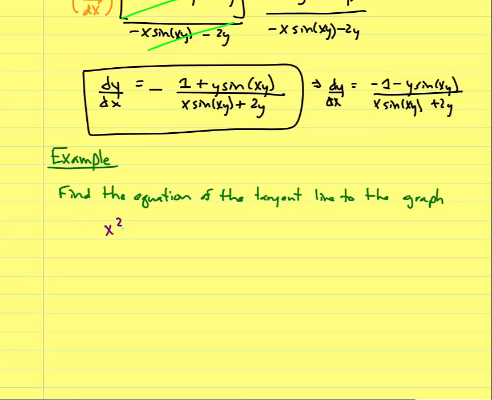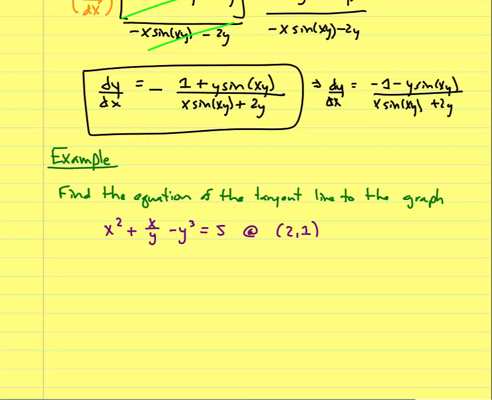Let's have a quotient rule on this one. So let's do x squared plus x over y minus y cubed equals 5, at the ordered pair (2, 1). Now this point, (2, 1), has to lie on the graph. So if you want to check it, if you plug in a 2, I get 2 squared is 4. 4 plus 2 over 1 is 6. 6 minus 1 cubed, 6 minus 1 is 5. So this does lie on the graph.